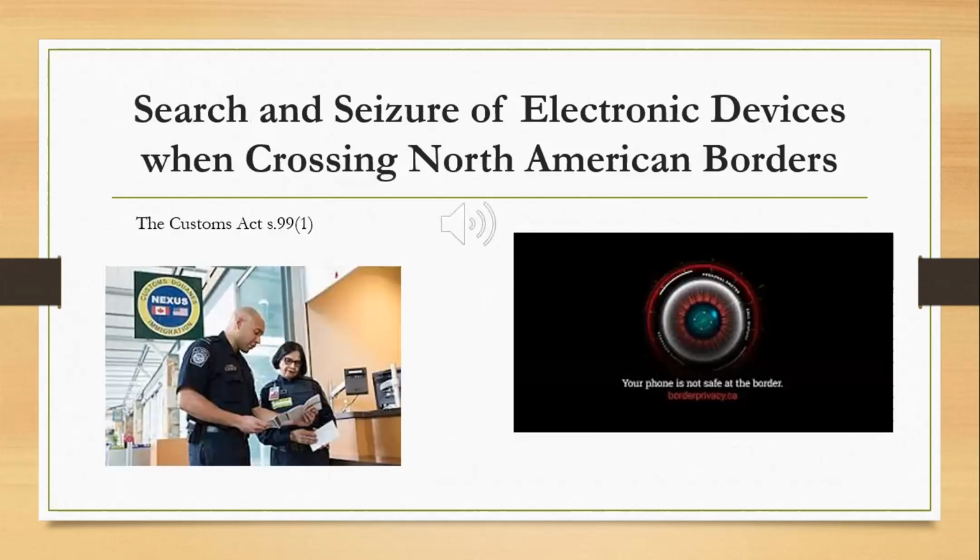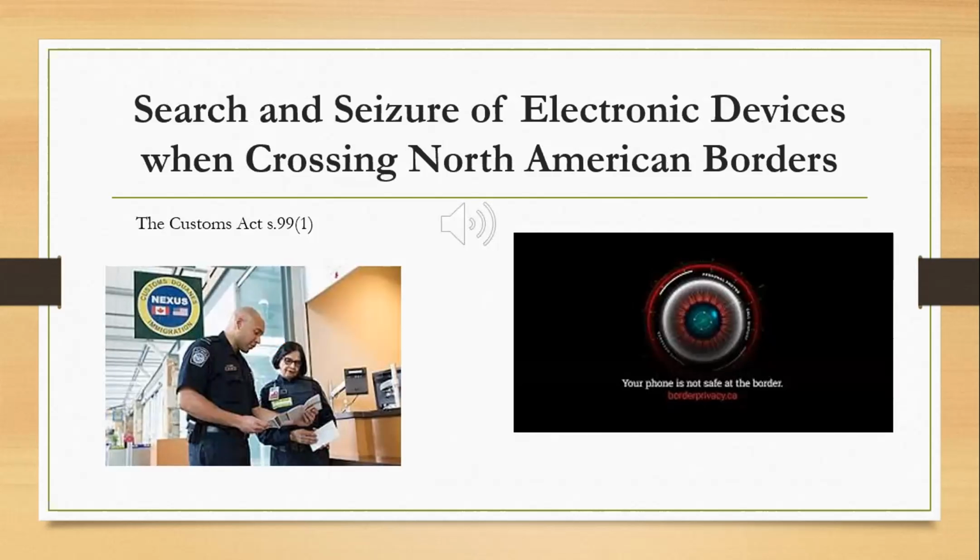Search and seizure of electronic devices when crossing North American borders. The criminal search powers include search incident to arrest and searches authorized by warrants. The Canada Border Services Agency believes that they may also search one's cell phone upon exit or entry at the borders pursuant to the Customs Act.